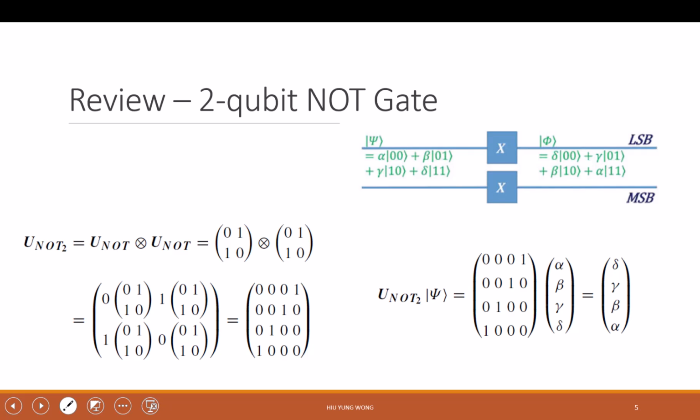I give you a quantum circuit, a large quantum circuit. How do you create the whole gate for that circuit? So how do you do the tensor product? Just write them in this way, move each of the blocks into it, and then do multiplication. Then you will get something like this. And you will find that if I have alpha, beta, gamma, delta, the output will be delta, gamma, beta, alpha. Basically, it just swaps the coefficients. Any questions for this 2 qubit gate?